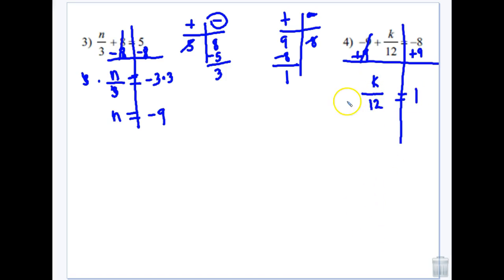To undo this division, I need to multiply both sides by my denominator because that's what I want to get rid of. This becomes 1. I end up with k is equal to, what is the product of 1 times 12? K equals 12. Got it?